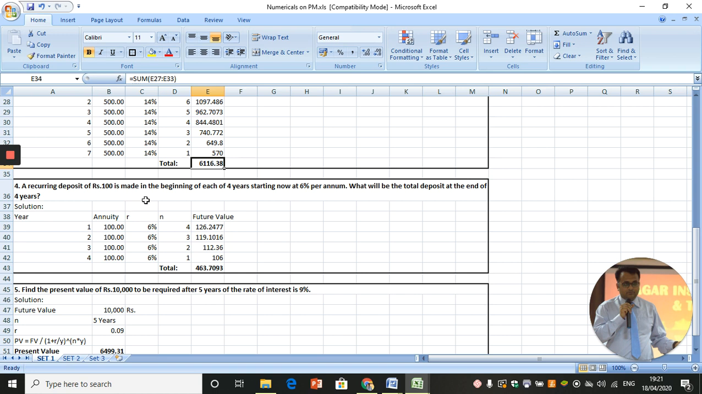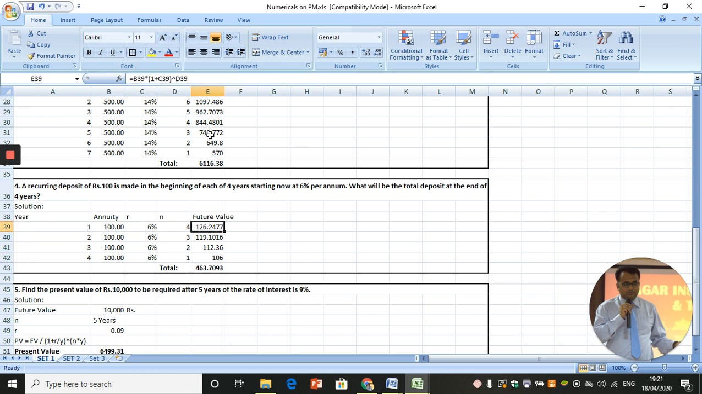A recurring deposit of rupees 100 is made in the beginning of each of the 4 years, starting now, at 6% per annum. What will be the total deposit at the end of 4 years? So you're making 100 rupees every year. R is 6%, and N, because it is made in the beginning of the year, will be 4 years for the first, then 3 years, then 2 years, then 1 year.